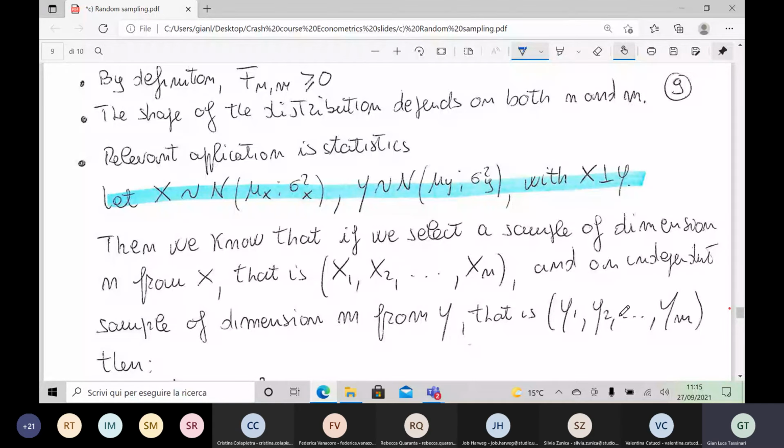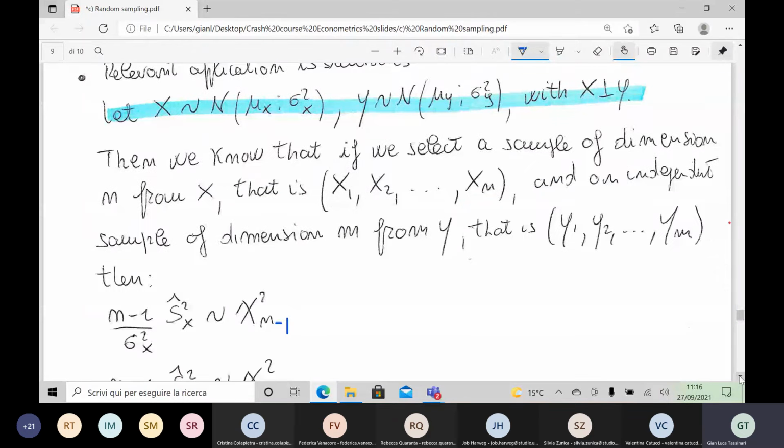This is the same, but for the second sample, okay? So all these variables have the same distribution as X. All these random variables have the same distribution as Y. Okay, now go on. Then what do you know, guys? From result B, from the fundamental result number B, we know that S hat square X is the unbiased sample variance relative to the random sample X.